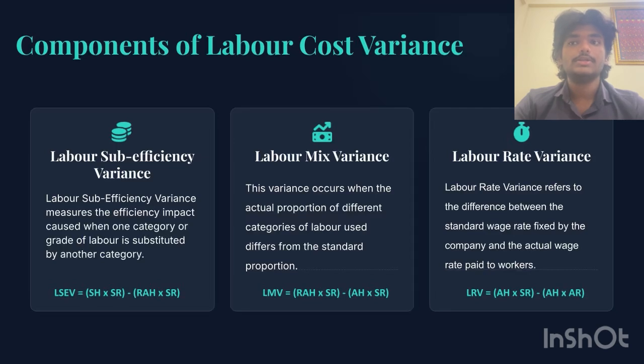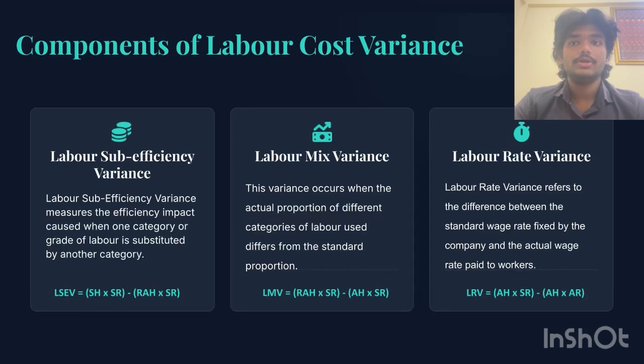The second component is labor mix variance. This variance occurs when the actual proportion of different categories of labor used differs from the standard proportion. The formula for labor mix variance is revised actual hours into standard rate minus actual hours into standard rate.